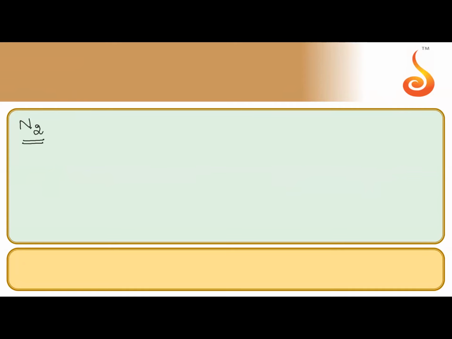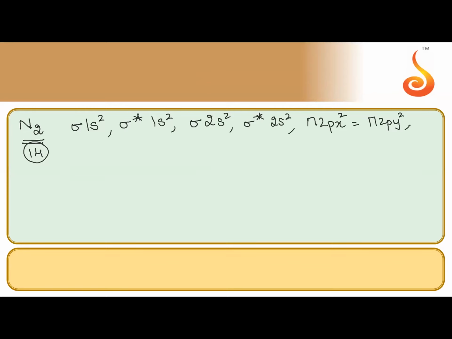Shall we write it down? So 14 electrons total. So sigma 1s2, sigma star 1s2. I should not put sigma 2pz now because it is 14. First I'll put pi. Till here I got. Did you all get this? 2, 4, 6, 8, 10, 12, 14. So till here we got.